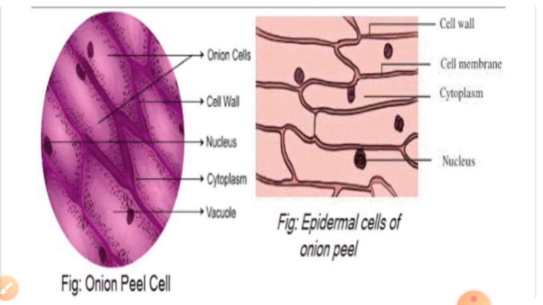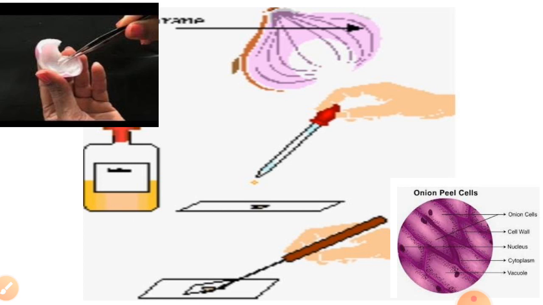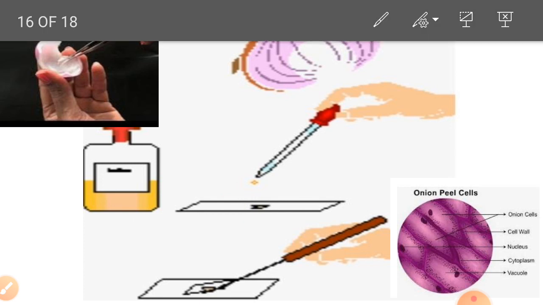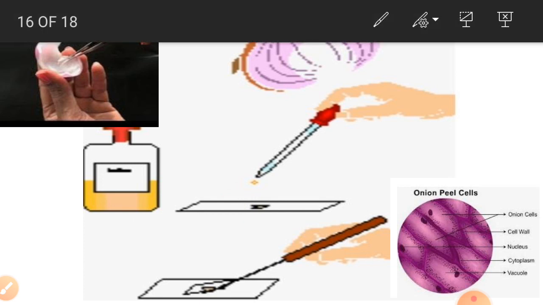Now I will explain the process of making an onion peel slide. What materials are required? You can take one onion, a glass slide, a cover slip that is put on the glass slide, and one microscope.